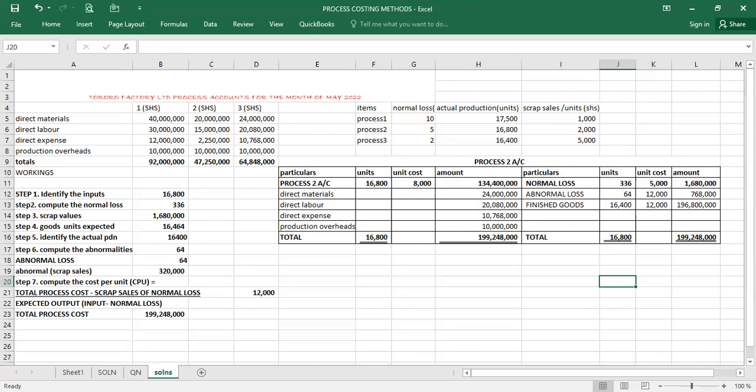The question wanted us to get the ledger accounts for finished goods. It's the one which is a bit unique. Let me show you how you do that. It's very, very easy. Finished goods. Finished goods account.